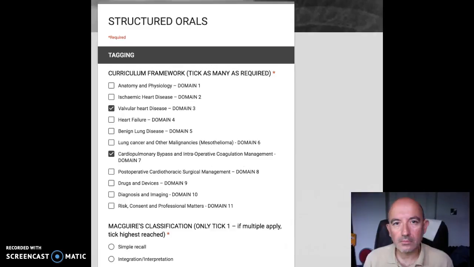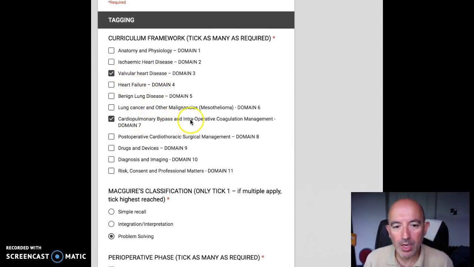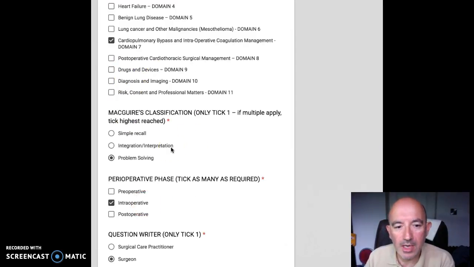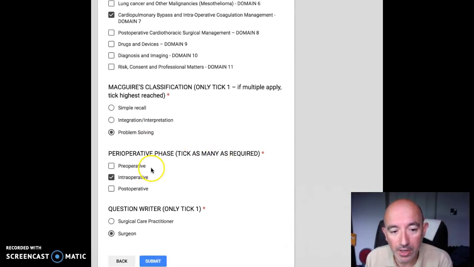So on the final page is the tagging, very similar to the SBA writing form. I've already tagged this, so tagging of the curriculum framework is valvular heart disease and cardiopulmonary bypass. For Maguire's classification, because there are a number of questions that use different levels of thinking, higher recall and higher thinking, we take the highest achieved, which in this case was problem solving. And then the perioperative phase was clearly just intraoperative, and the question writer was a surgeon.